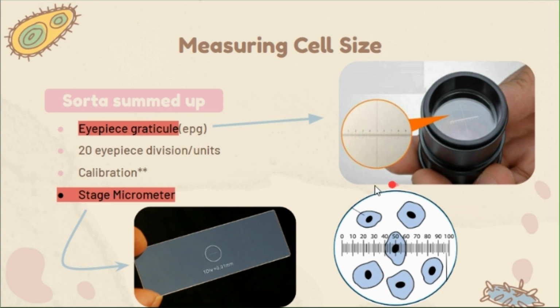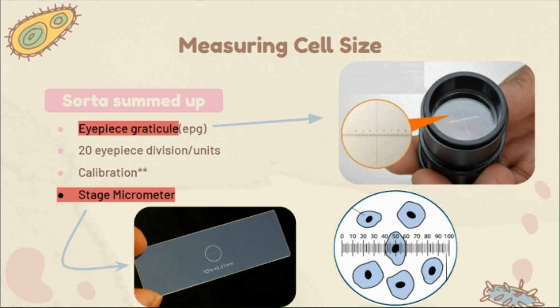Forgetting everything else, let's look at this cell here. Sorry if it's not large enough, but the EPG has a scale from 0 to 100, and this cell's diameter here is between 40 and 60. 60 minus 40, you get 20, so it's covering 20 eyepiece divisions. Some people call it units, but whatever really, I call it divisions. Again, covering 20 eyepiece divisions.